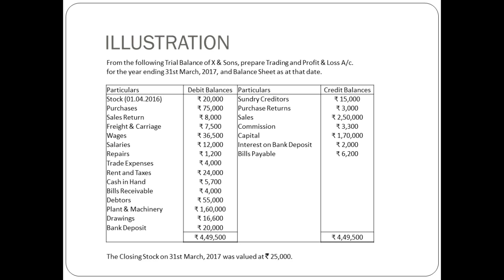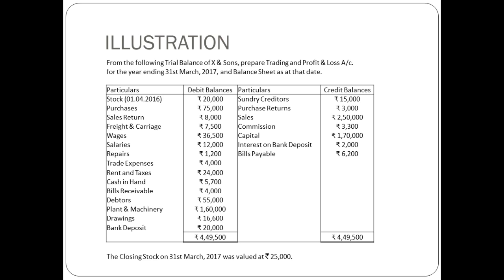On the left hand side, we have the debit balances, which start with stock on the 1st of April 2016, 20,000 rupees, purchases rupees 75,000, sales returns 8,000, freight and carriage rupees 7,500, wages rupees 36,500, salaries rupees 12,000, repairs rupees 1,200, trade expenses rupees 4,000, rent and taxes rupees 24,000, cash in hand rupees 5,700, bills receivable rupees 4,000, debtors rupees 55,000, plant and machinery rupees 1,60,000, drawings rupees 16,600, bank deposit rupees 20,000.